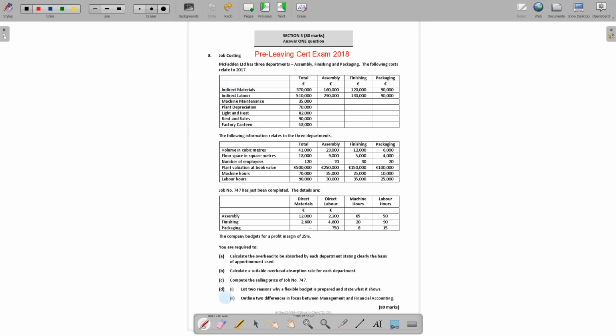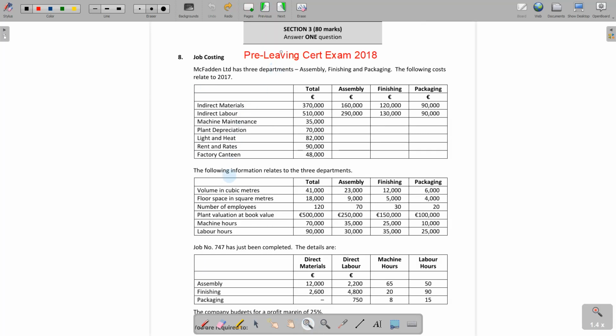So we are given a table like this here, and we are told that we are McFadden. We have 3 departments: assembly, finishing, and packaging. So these departments are where we make our money, they're cost centers. The following costs relate to 2017. So you have indirect material and indirect labor, so they can be associated to how much we spend on assembly, finishing, and packaging.